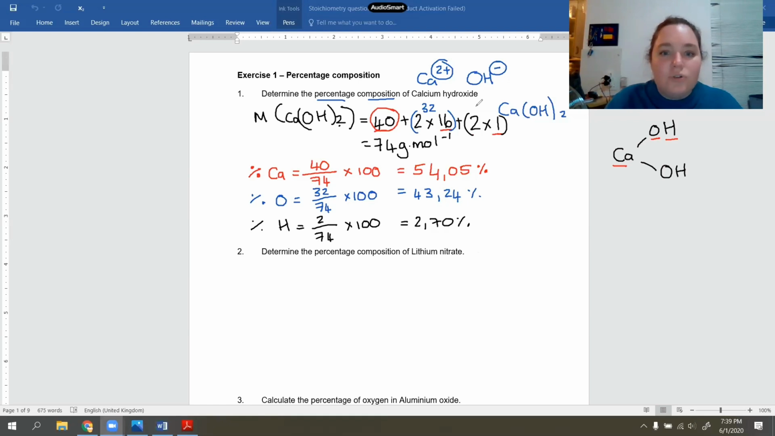Could I write O2 instead of oxygen? Absolutely not. O2 is not the element, that's a molecule. So when it comes to these, you may not write O2 or H2. Everything must appear exactly as it would on the periodic table. So nothing should be diatomic, nothing, we can't even work out the percentage.